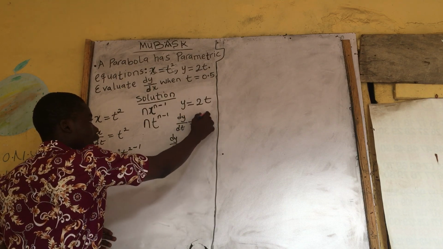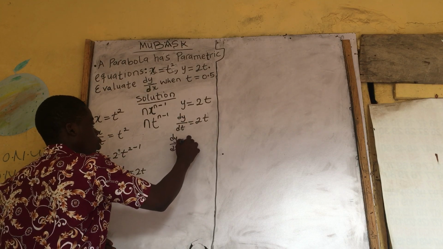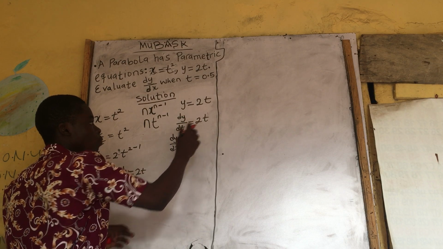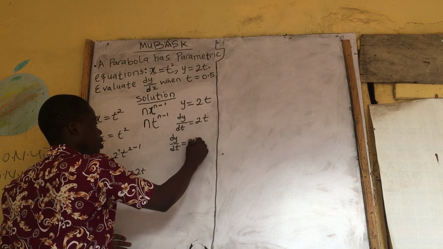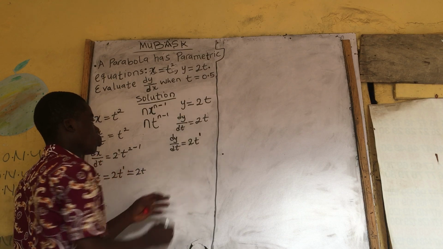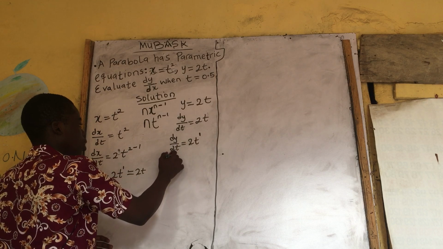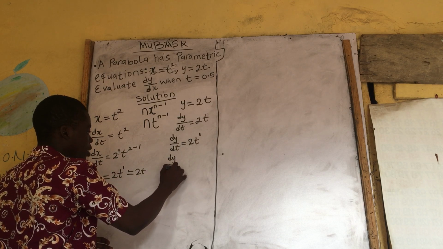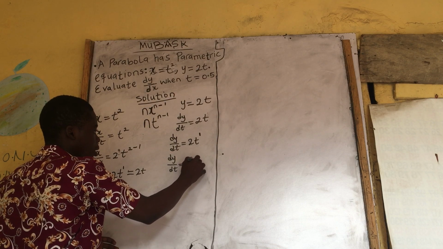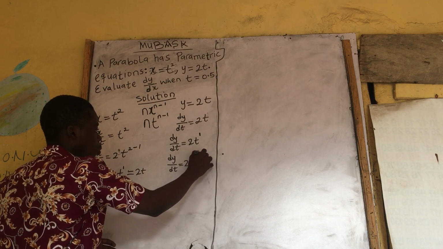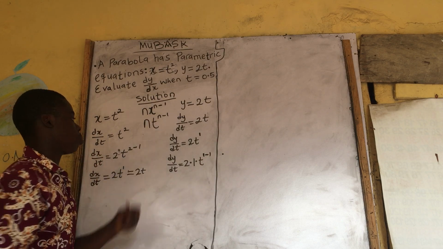And also our power, we come down. Let us write it like this: equal to 2 times, don't forget, this one and this t. Let us write it like this: 2t raised to power 1. So now let this power change to base. The dy all over dt now equals 2 times 1 times t raised to power 1 minus 1, from this general formula.